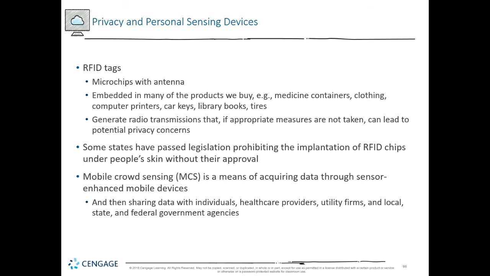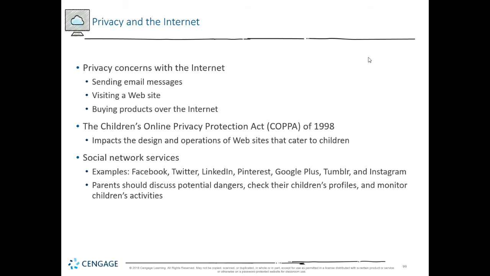Mobile crowd sensing, MCS, is a means of acquiring data through sensors in enhanced mobile devices, and then sharing the data with individuals, healthcare providers, utility firms, and local, state, and federal government agencies.